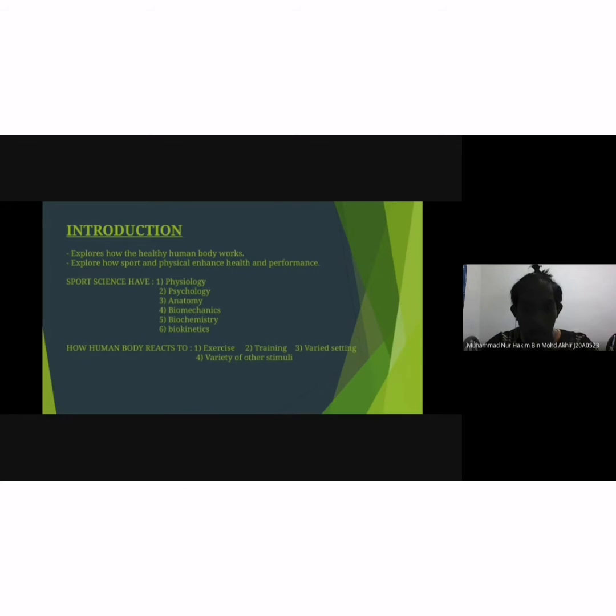Sports scientists and performance consultants are seeing an increase in demand and employment numbers. Researchers have gained a better understanding of how the human body reacts to exercise, training, various settings, and a variety of other stimuli thanks to the scientific study of sports.